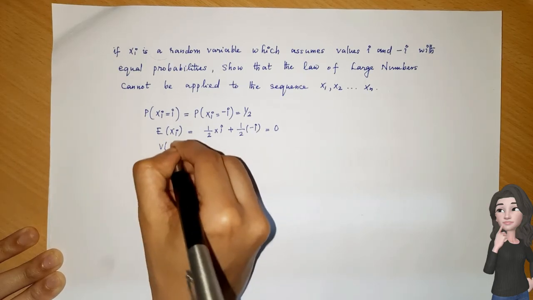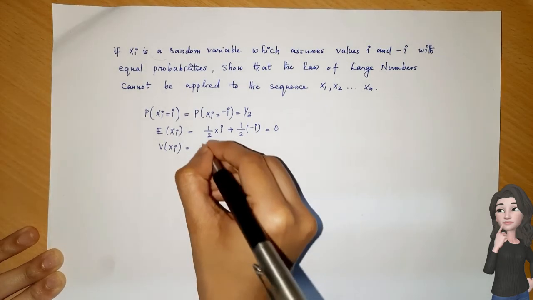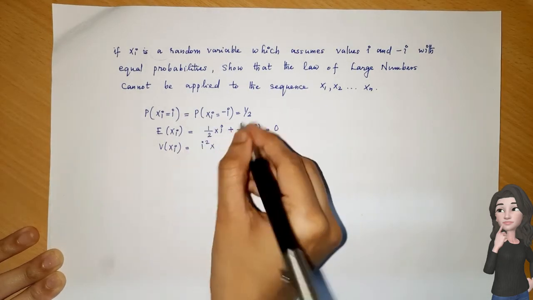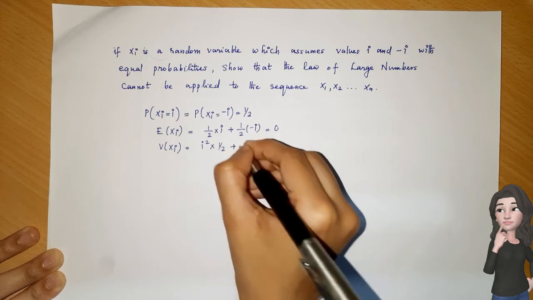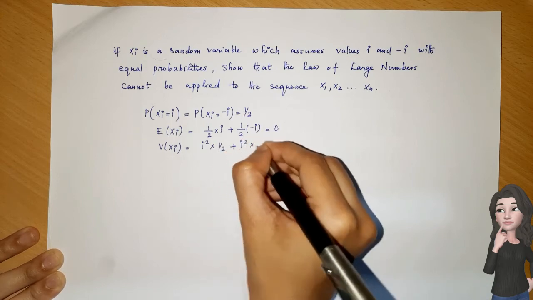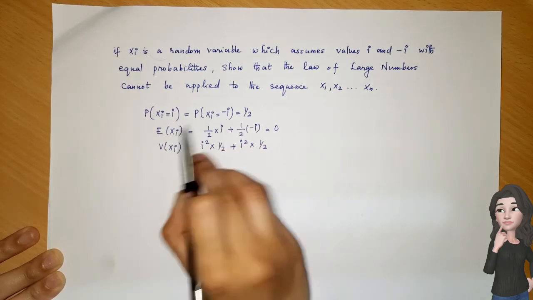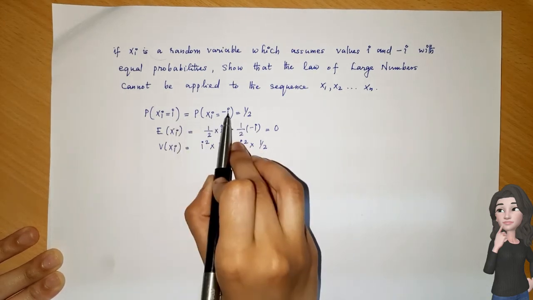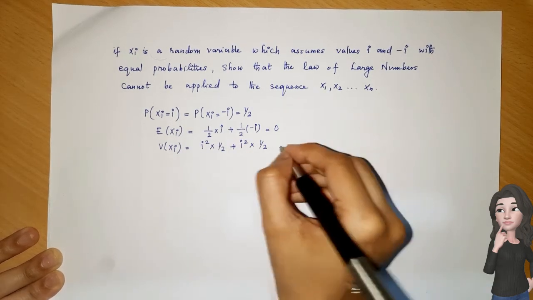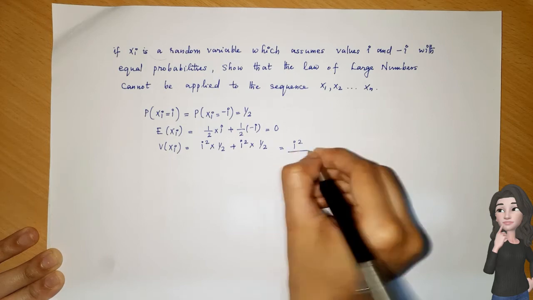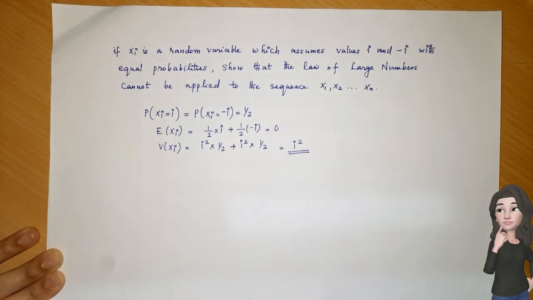Now, variance of Xi is equal to i square into its probability, that is 1 by 2, plus i square into 1 by 2, because it is i and minus i. So on squaring, this is i square and this is also i square. So this is equal to i square by 2 plus i square by 2, which is i square.